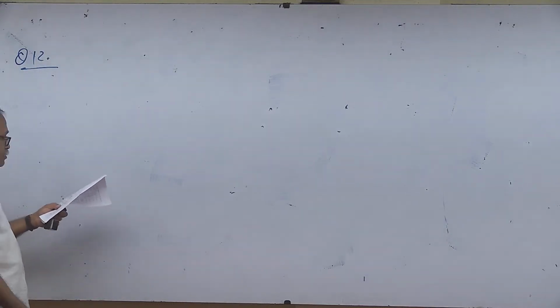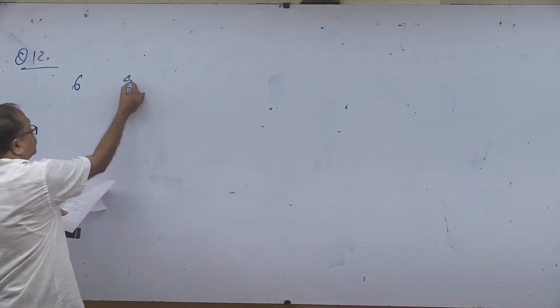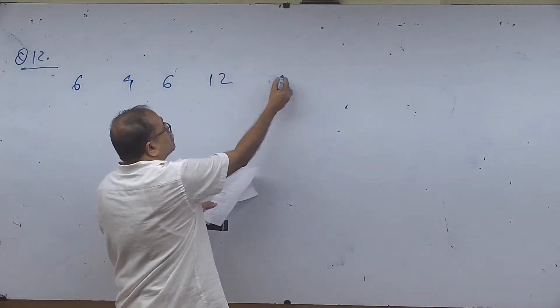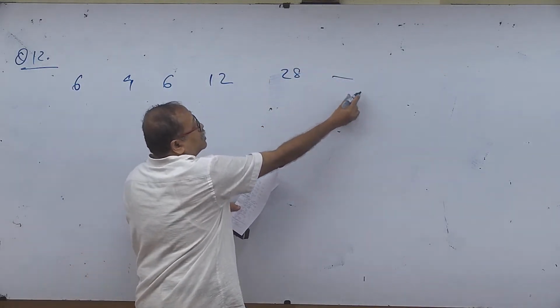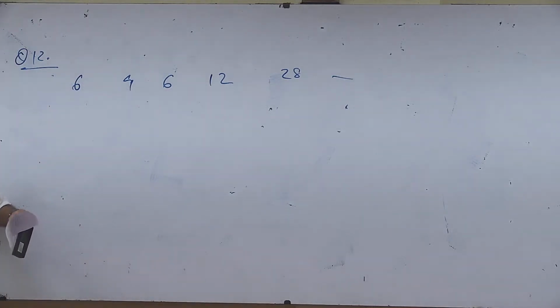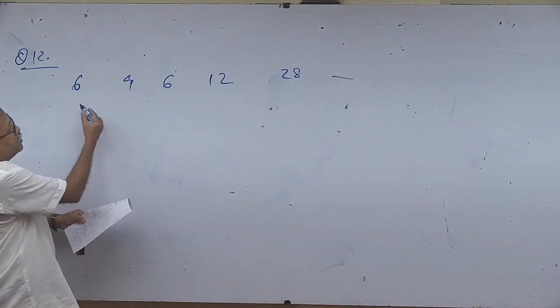Question 12. 6, 4, 6, 12, 28 and dash. Look at the pattern. That's down, again up, right? 6, 4 and 6. So what could it be?